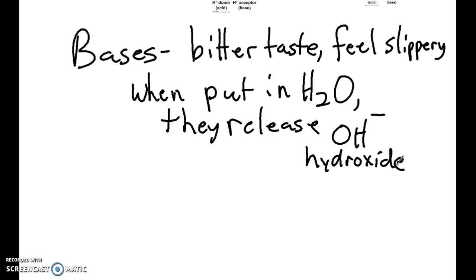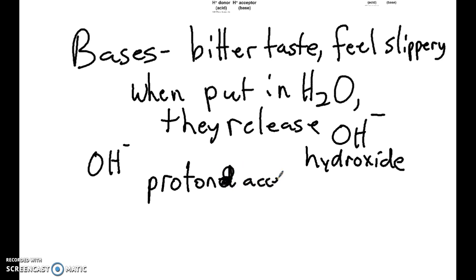Now, OH wants to receive hydrogens, so sometimes they are called proton acceptors. Remember, one hydrogen ion floating around together is called a proton. So these are called proton acceptors, because they want a hydrogen to join with them. And think about it, if you put a hydrogen with it, what would it become? Well, we'll have to answer that in the next video, but think about it.